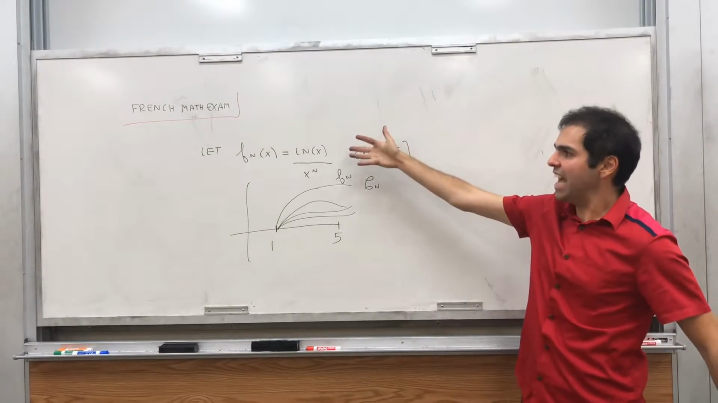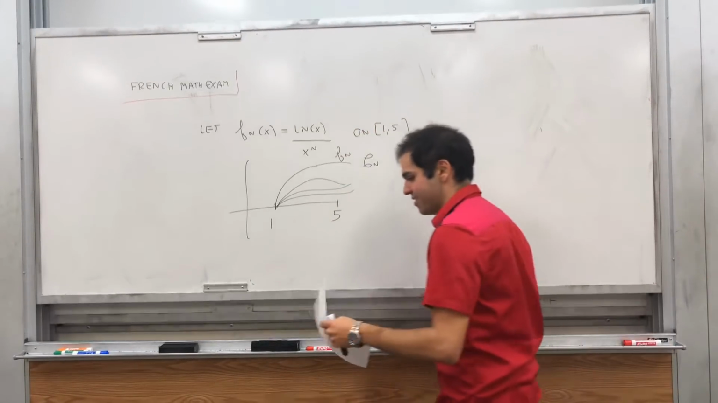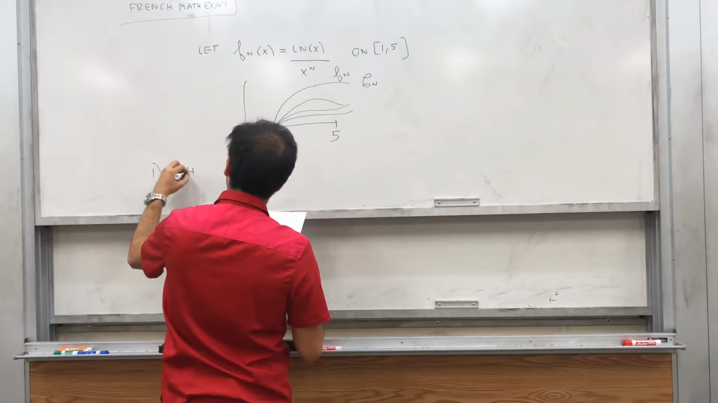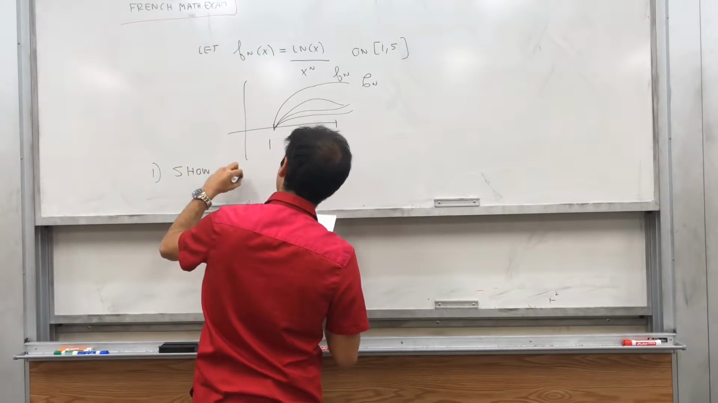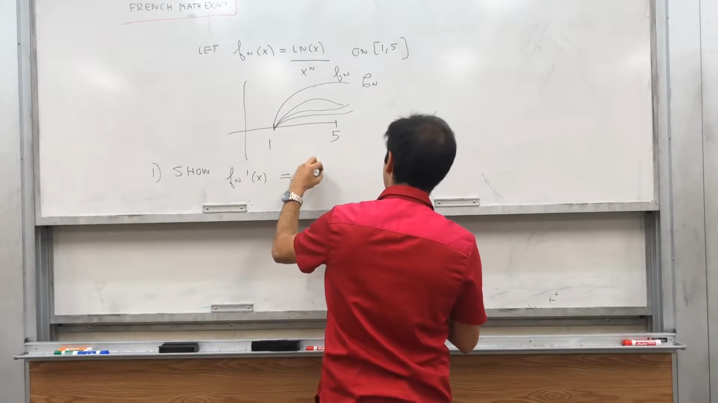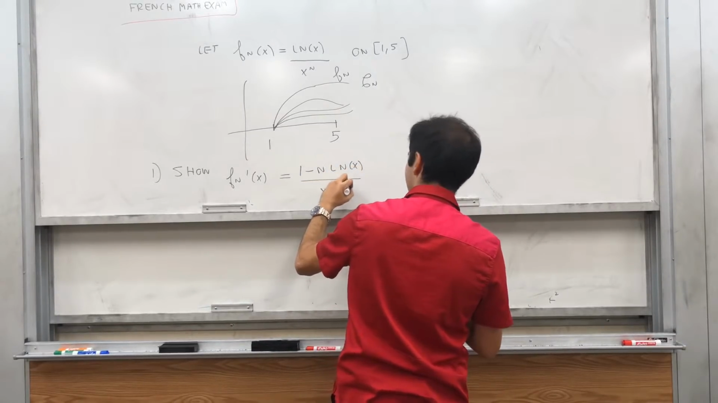But that's not the question. First of all, let's calculate the derivative of fn of x with respect to x. So the first question is: show that the derivative of fn with respect to x is 1 minus n ln of x over x to the n plus 1.